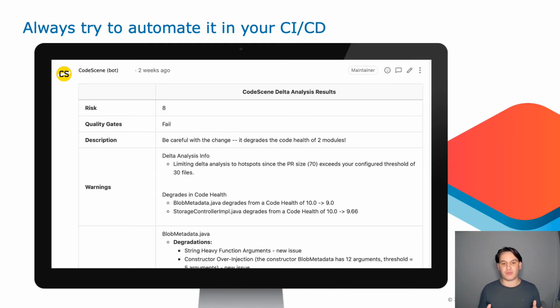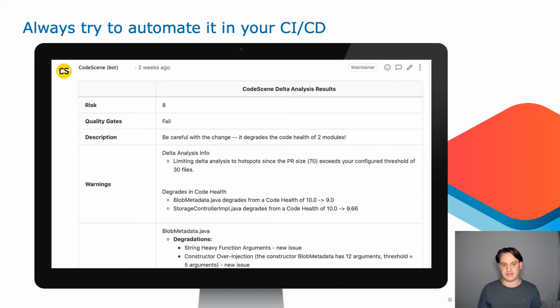If you're working with those kind of tools, always try to automate it in your CI/CD pipelines. This way you can commit and actually get direct results. Tools can actually inform you already before you are merging to, for example, develop or further. So make sure to implement this.